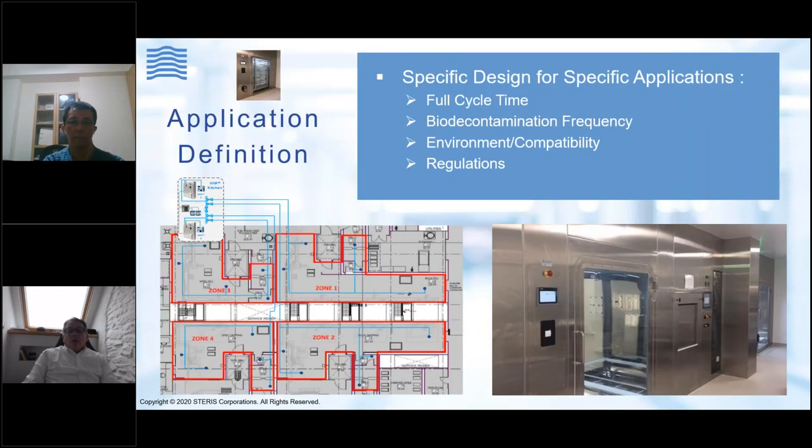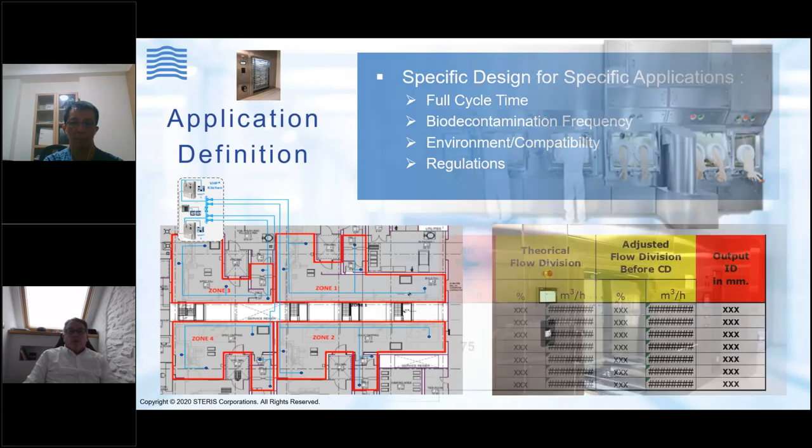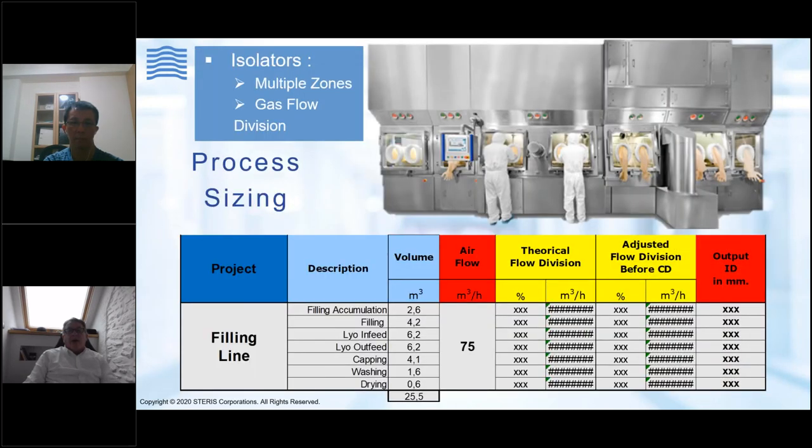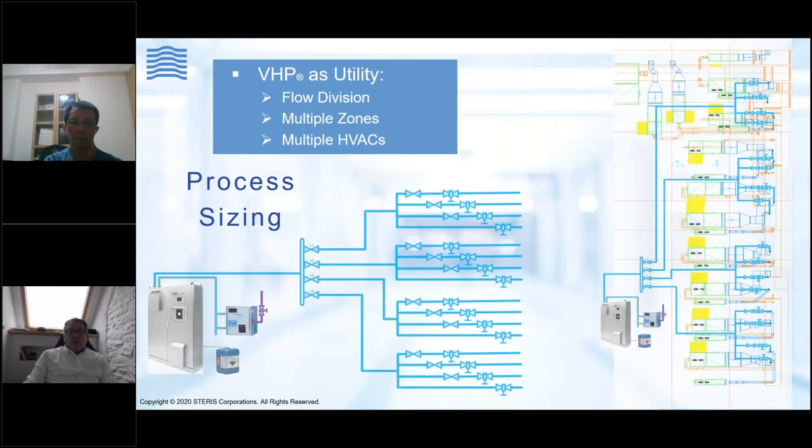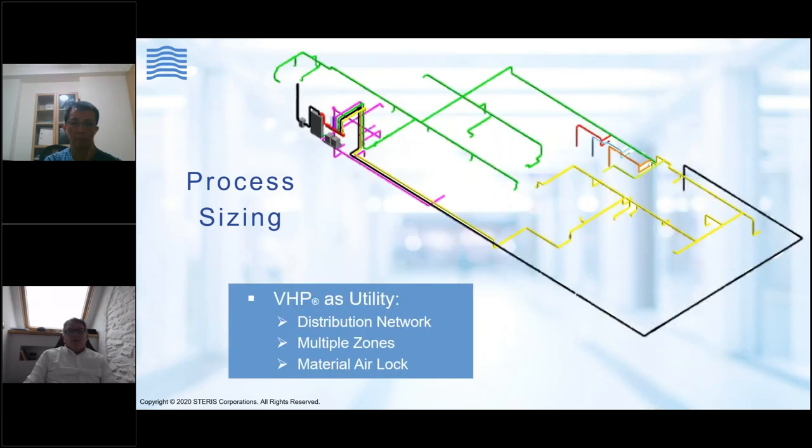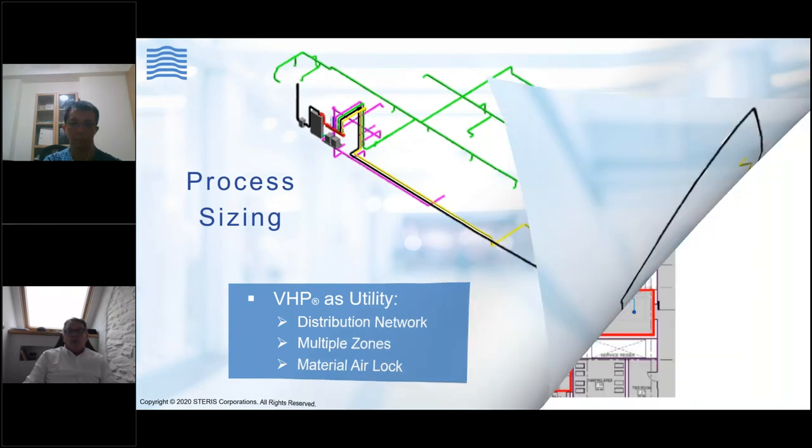So every time, specific design for a specific application, really the main factors are cycle time, frequency, compatibility, and also regulation. So we can work in isolators, we can do the transfer hatch, every zone separately or commonly. And also here we can see how it looks when we are connecting multiple HVAC systems from a service area. And this can make it huge. Here we have about 250 meters of pipework to be able to cover the complete building application. So it's a very flexible technology.